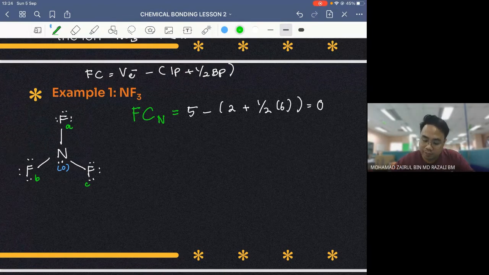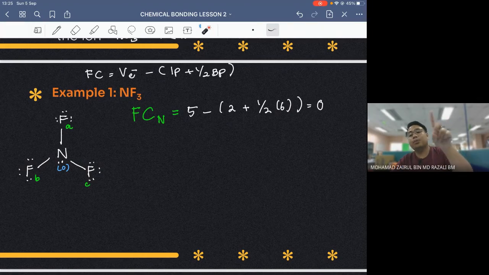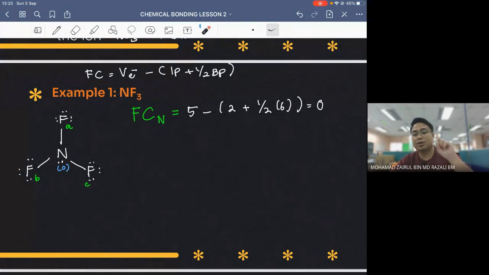So kalau awak tengok, fluorine A single bond with nitrogen and have 6 lone pair. Fluorine C single bond with nitrogen and have 6 lone pair. Same goes with fluorine B. Ada single bond dengan nitrogen and have 6 lone pair electrons. So that means, ingat kalau dia elemen yang sama, dia bond dengan elemen yang sama, dia ada bonding yang sama dan dia ada lone pair yang sama, maknanya formal charge mesti sama.